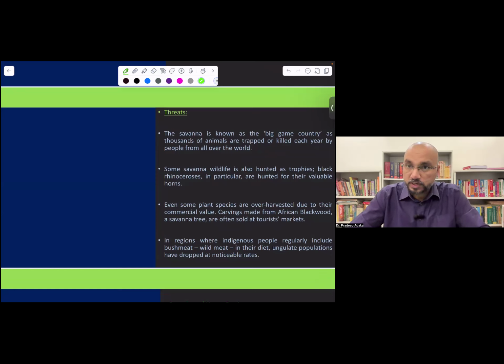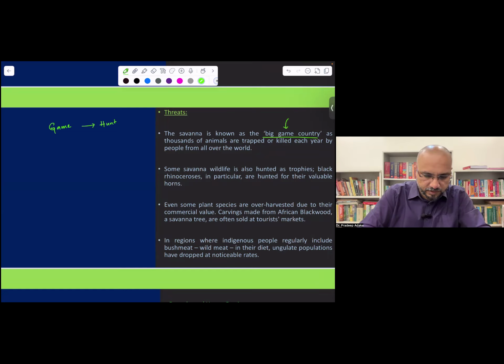Now, what are the threats? First, savanna is also known as the big game country. Now, this term game means hunting. Okay, game is hunting. Many countries in Africa allow this kind of tourism where tourists from Europe can come and hunt. Okay, for recreation purposes. They are hunting the animals for recreation.